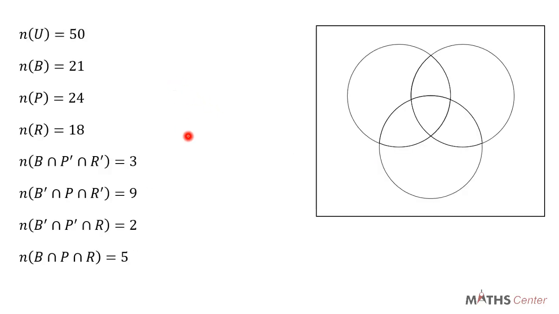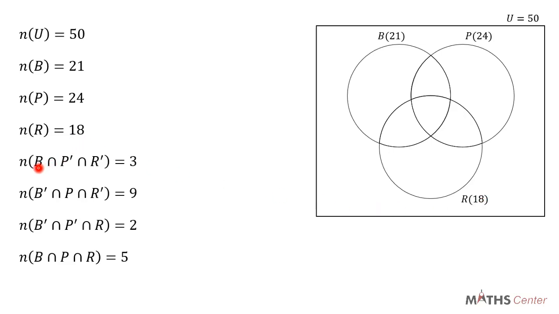We have the data here and our Venn diagram here. The number of U is 50. So the universal set U is 50. We have that here. Let's say this circle represents the children who took beans. So we have B and the number of B is 21. Let's use this circle to represent those who took plantain. The number of P is 24. And let's use this circle to represent those who took rice. The number of R is 18.